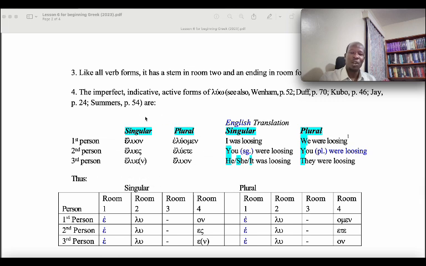So let me say this again, and I will allow you to follow after me. I'll go through all of them and then maybe pause for a minute. Eluon, eluomen, elueis, eluete, eluen, eluon. Very good.